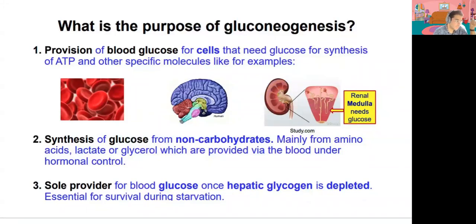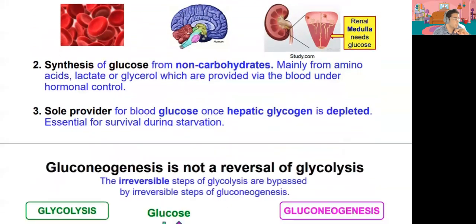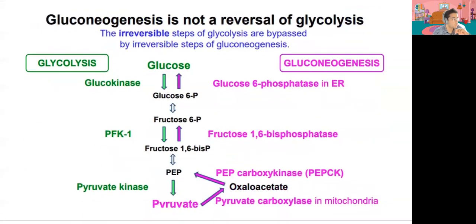One, we can also synthesize glucose from non-carbohydrate sources. We can use amino acids. We can even use our TAGs essentially to work backwards and create this. Remember, it's the sole provider. Once the glycogen stores have been depleted, you're essentially going into a starvation state, and you're going to start making ketones. Okay, we're going to go over the ketone pathway.